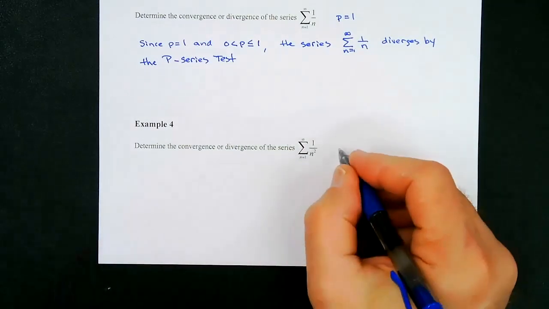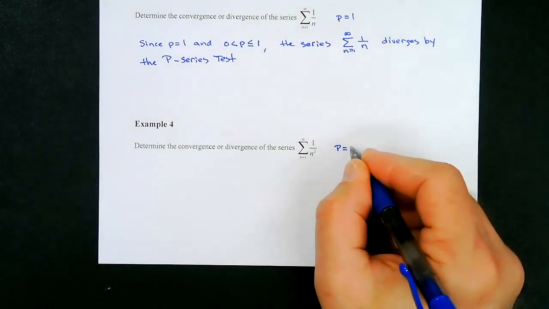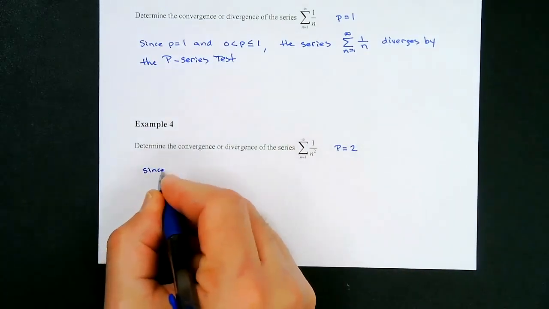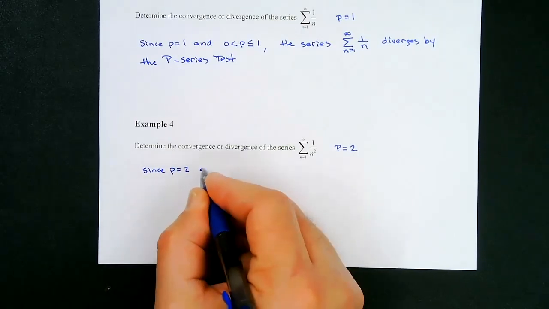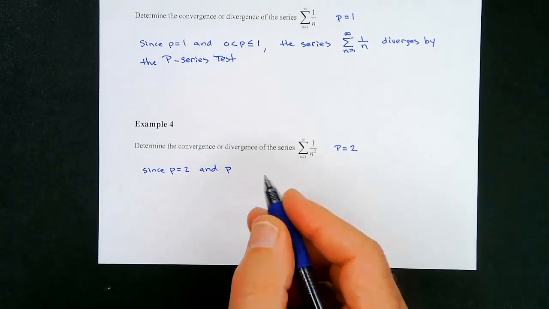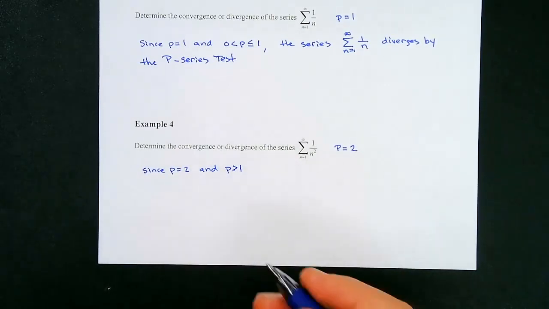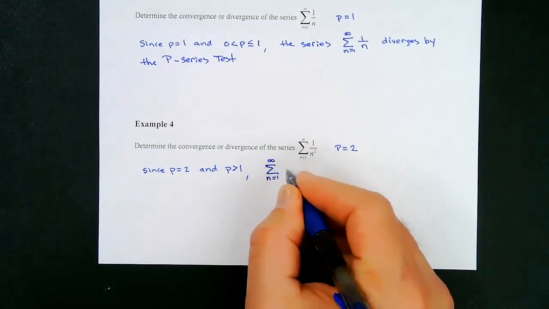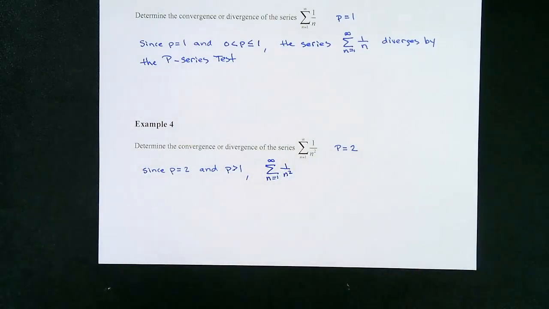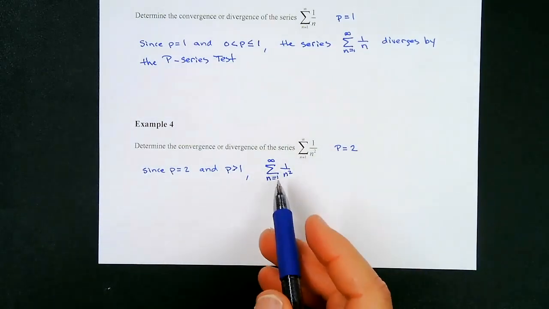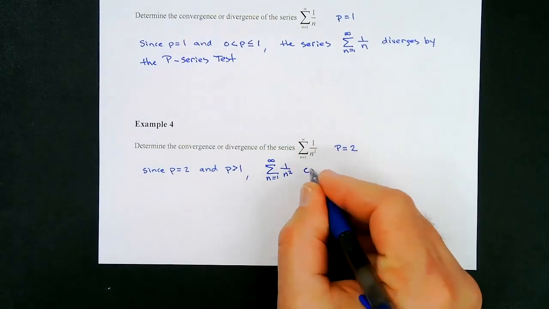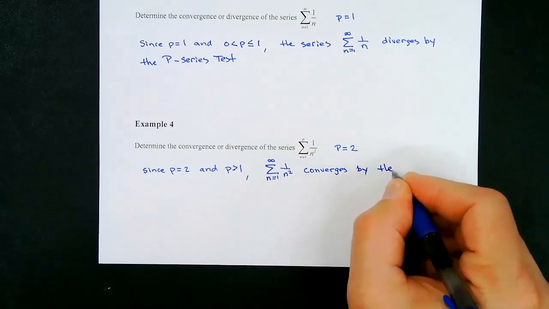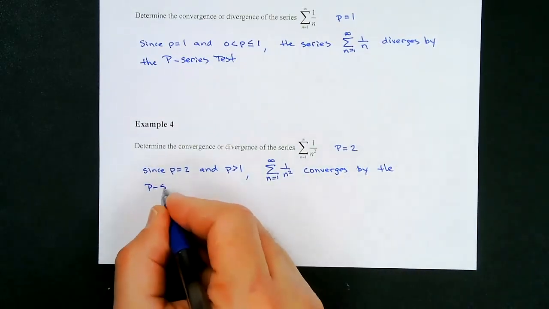All right, so right here, we recognize, okay, P, in this case, my P is equal to 2. That's my power right there for n, okay? And so since P equals 2 and P is greater than 1, we now know that this series n equals 1 to infinity of 1 over n squared, when our power is greater than 1, is going to converge. Okay, and so we say that series converges by the P series test. P stands for power.